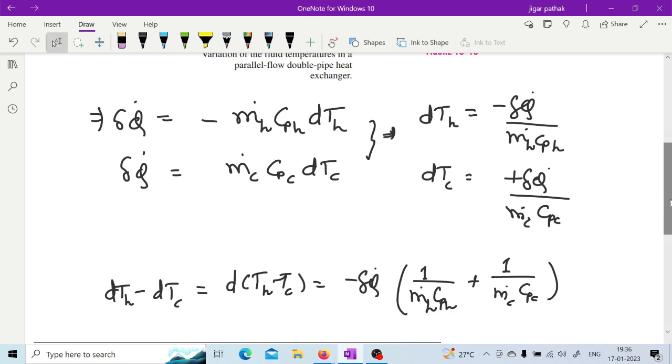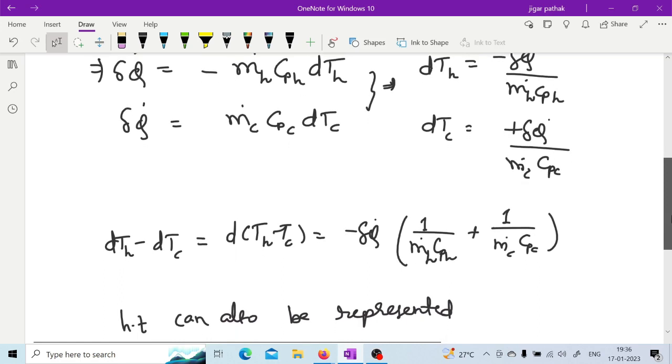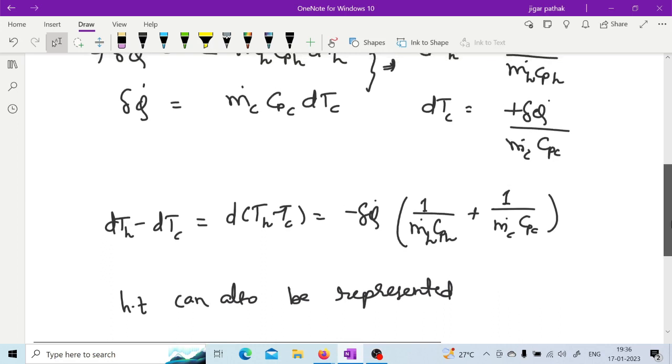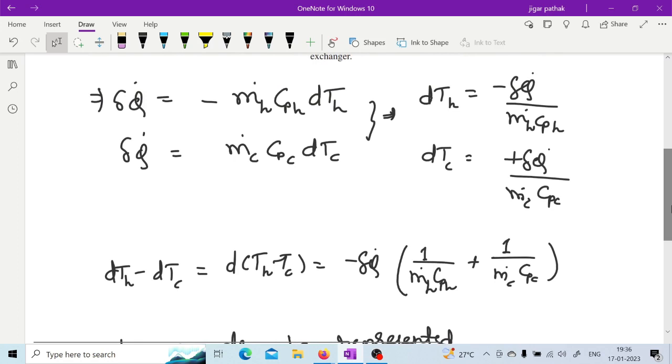Sir, dTh corresponds to the change in temperature of the hot fluid? Yeah, the temperature of the hot fluid. Then how does d come out of that bracket? See, it is differentiation of the difference between the hot fluid and cold fluid temperatures. So dTh minus dTc I have combined as the differentiation of that temperature difference. Okay, so it is at a particular position. Yeah, it is at a particular position.